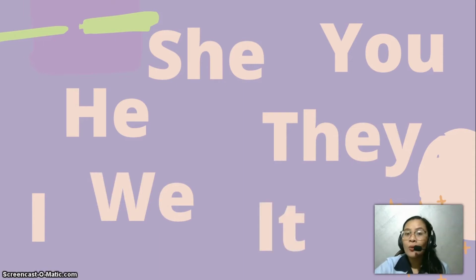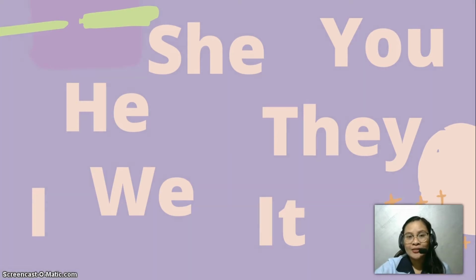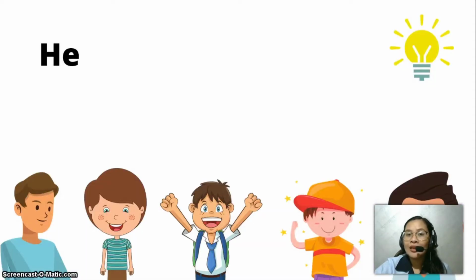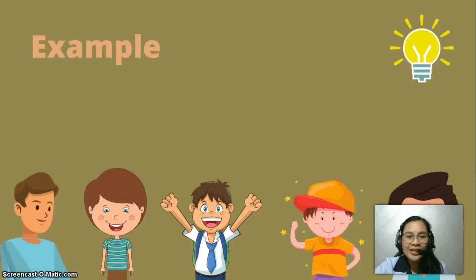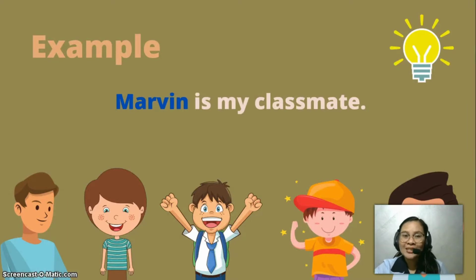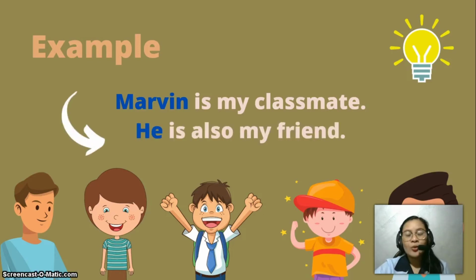Let's talk about when to use the following pronouns. First, let's talk about he. We use he to replace a name of a boy or a man. For example, Marvin is my classmate. In the sentence, Marvin is my classmate, the noun used is Marvin. Therefore, in the next sentence, we are going to use he because Marvin is a boy. Marvin is my classmate. He is also my friend.